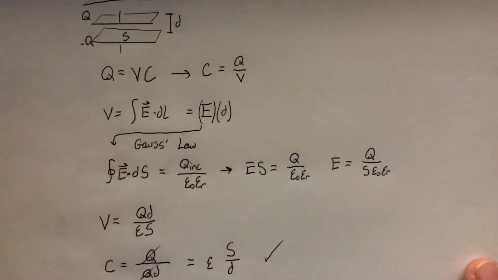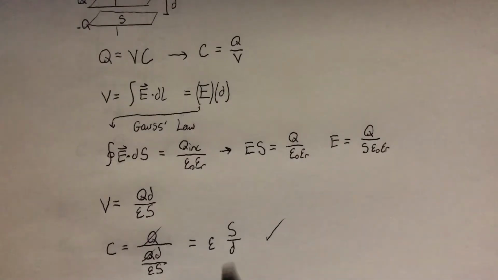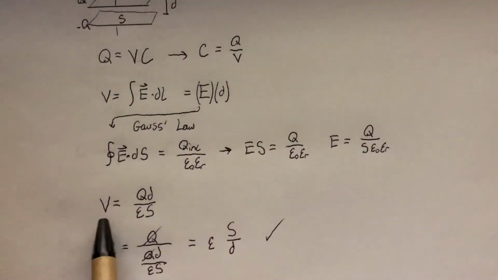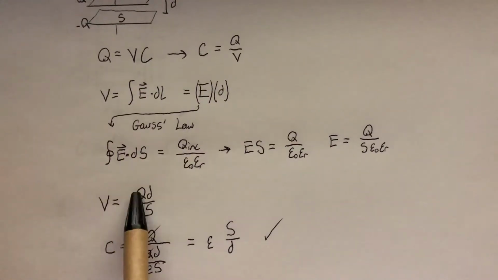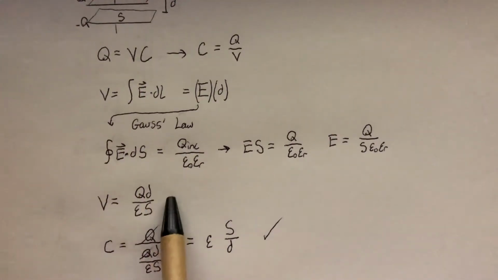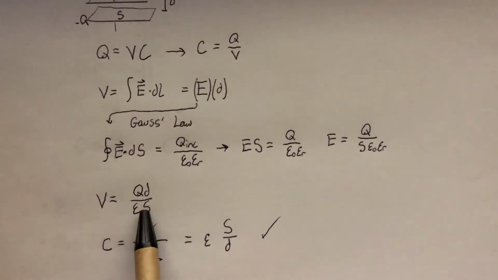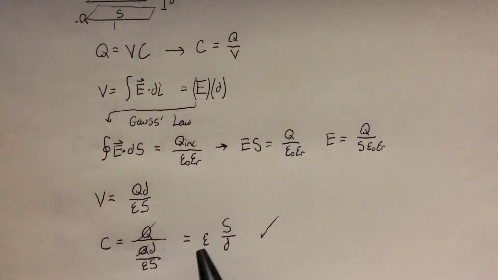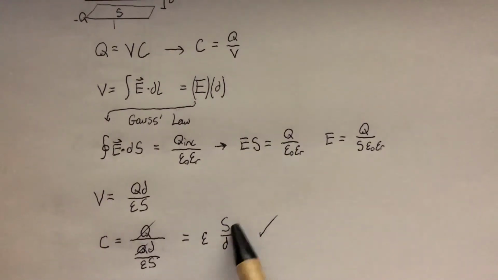Then we can take our voltage, plug that E into here, and we get voltage is equal to the charge times the distance over the permittivity times the surface area. And finally, plugging that into the capacitance equation, we find that the Q's cancel out, and we're left with the capacitance is equal to the permittivity times the surface area divided by the distance.